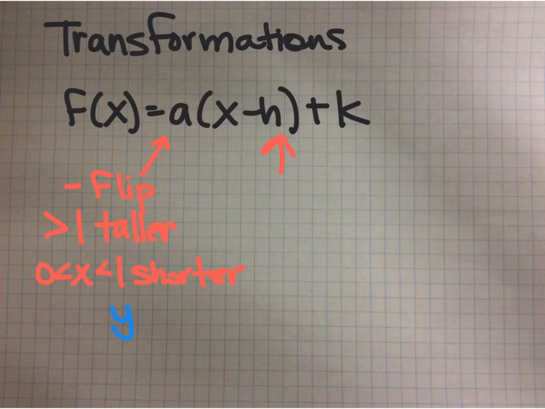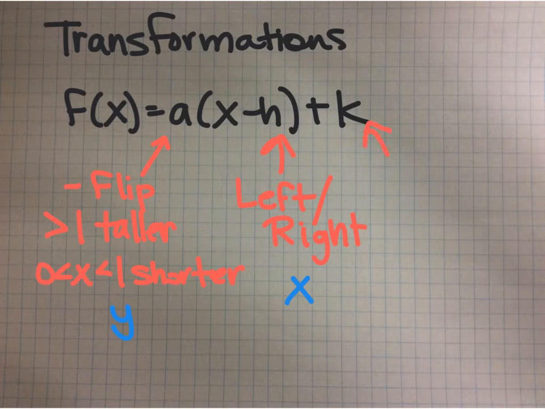The H moves the graph left to right. Remember that the H is opposite of what it appears like. If it looks like minus H, then H is really positive and the graph moves right. If it looks like negative H, like here, H is positive, the graph moves right. If it looks like positive, then that was really subtracting a negative, so the graph moves left. H changes the X part of our points.